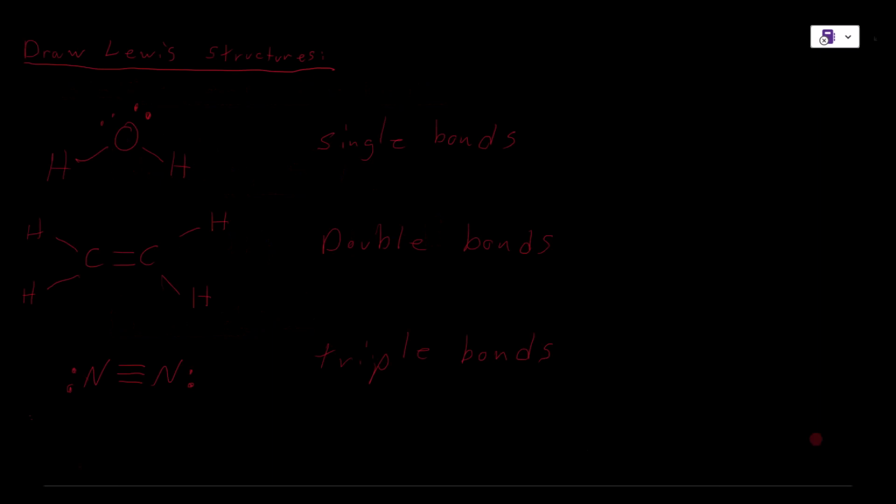We've talked about single bonds, double bonds, and triple bonds. These are really 2 categories of bonds. A single bond is called a sigma bond, and a double and triple bond are called pi bonds.